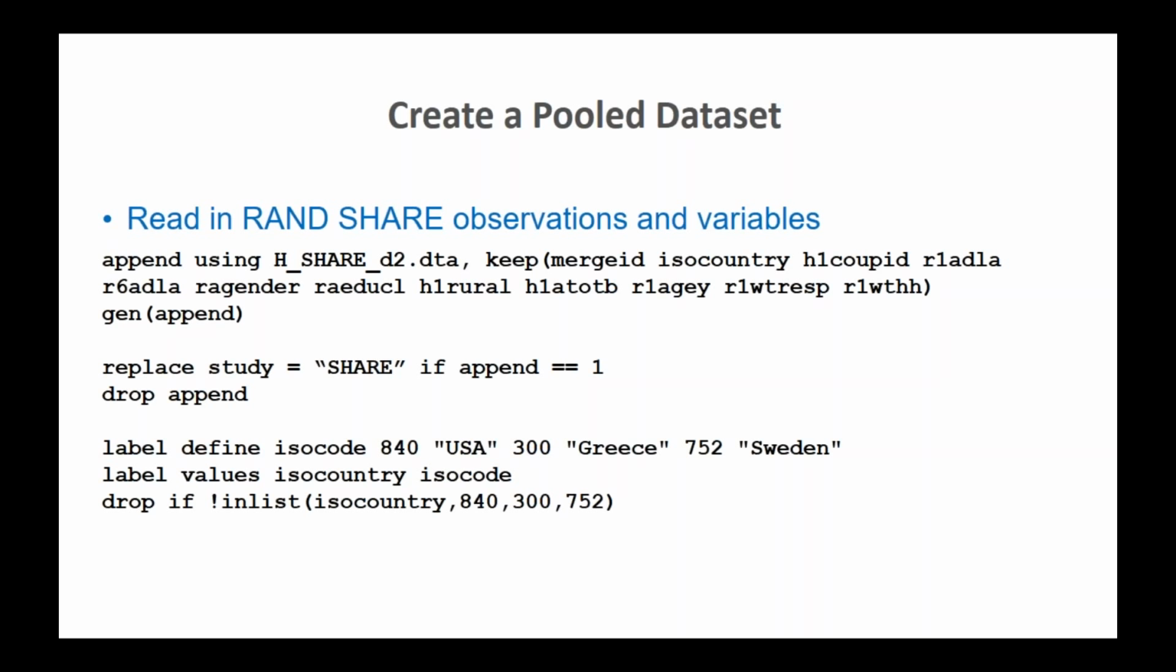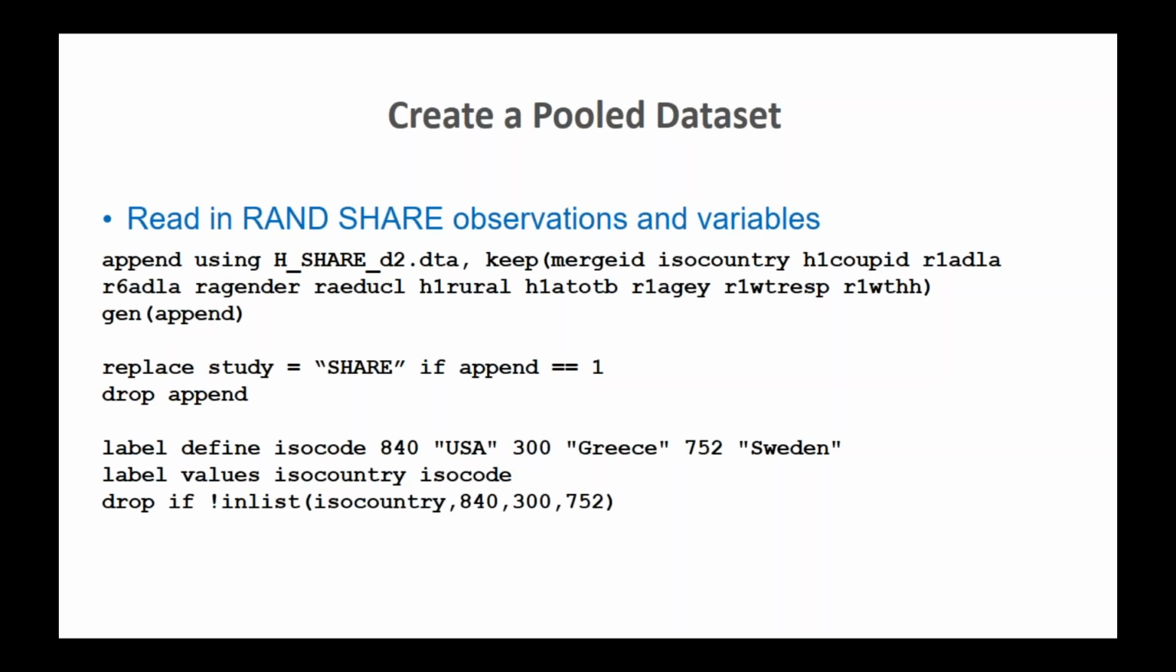So we can append using hshare. We're going to keep just those variables we're going to use, and we're going to generate a variable called append. That append variable is helpful because we can use that to remind ourselves which observations were just read in. So then we can use our study variable which we created and say that everyone we just read in with append is going to be from SHARE, just the string text of SHARE. Lastly, we can apply codes that we use for ISO.